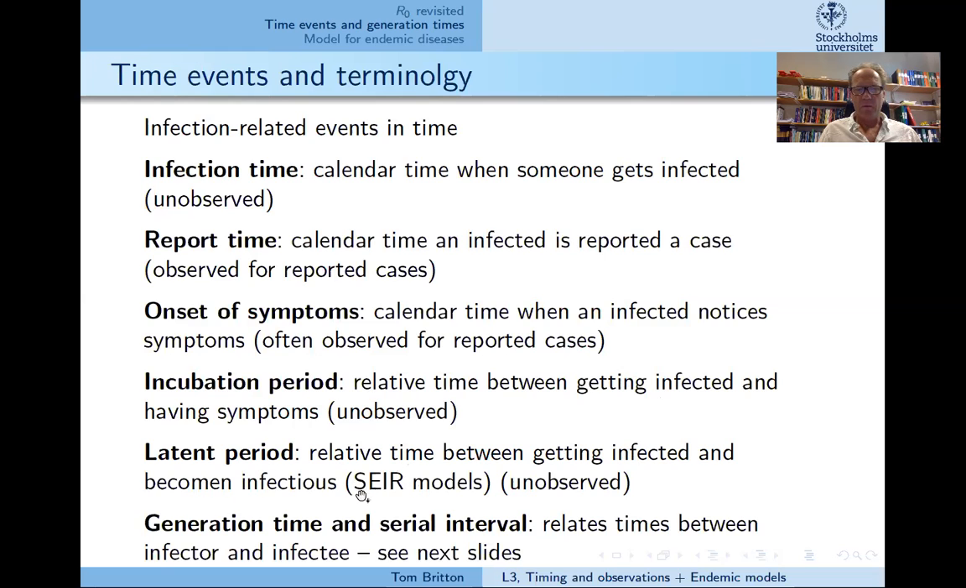For instance, if we heard about SEIR models, first you were susceptible, then at some stage you got infected, you're called exposed or latent, but then after an additional time you become infectious. So the time in the latent state, that is the latent period. This is also unobserved since you don't know when you get infected, and typically you don't know when you start becoming infectious either. And then there are two time points that are relative to individuals, the infector and infectee, and I will talk about that later, but let me first write the plot for these different things.